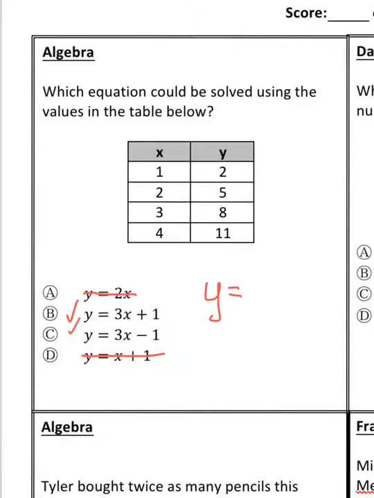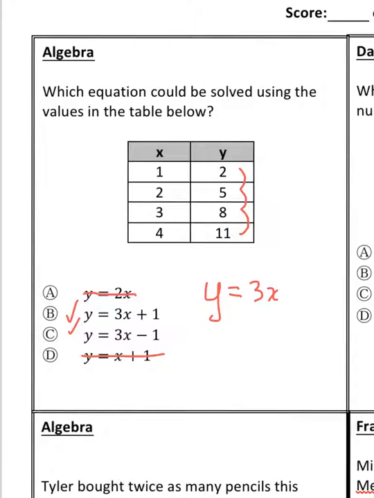Now you could just test those out by plugging in the x value and seeing if you get the y value, but it's more fun to come up with it this way. Now remember, to figure out what we're multiplying x by, you've got to skip count going down the y values. And I see as I go down the y values, they increase by 3. 2 plus 3 is 5, plus 3 is 8, plus 3 is 11. So that means when I start with my equation, it's going to be y equals 3 times x.